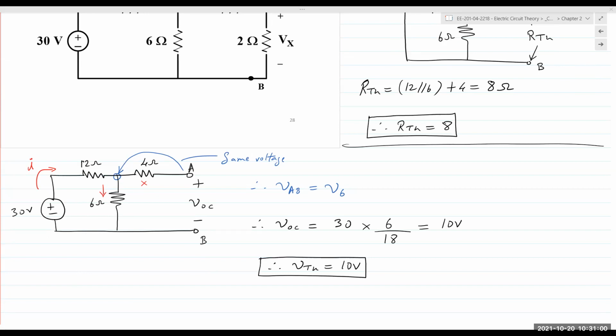Yes. Just to have a confirmation, VOC means open circuit voltage. There is no current flow. Yes, yeah, no current going through there.